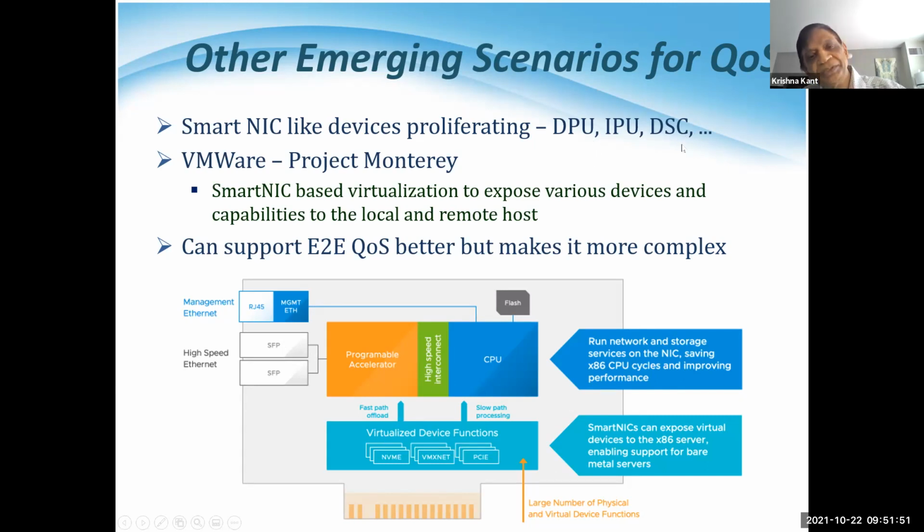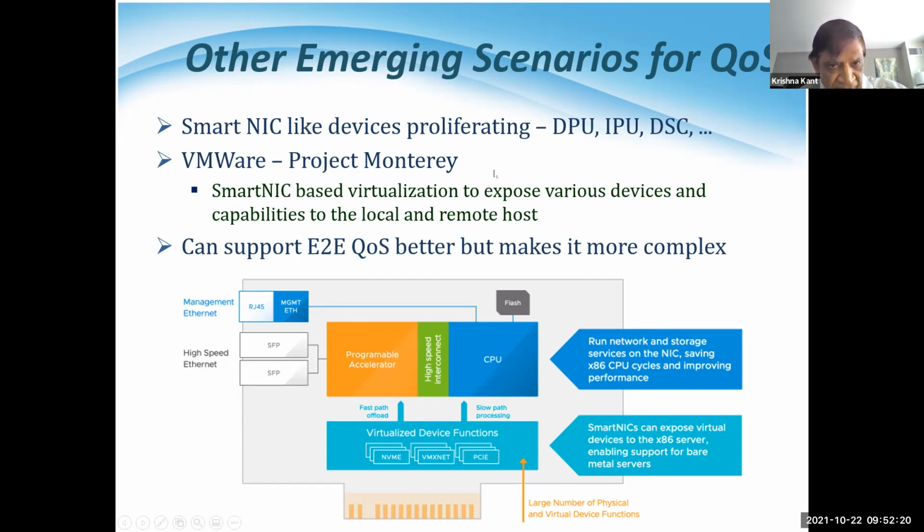So all of these companies are coming up with much more expanded functionality in the NIC itself, so that the NIC is not just accelerating your TCP, for example, the way it used to. It's doing a lot more. And in fact, VMware has a project called Monterey, for example, just to give you an idea as to where this whole thing is going.